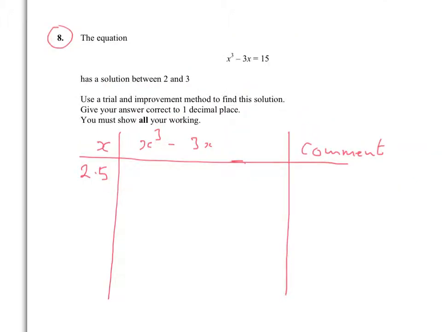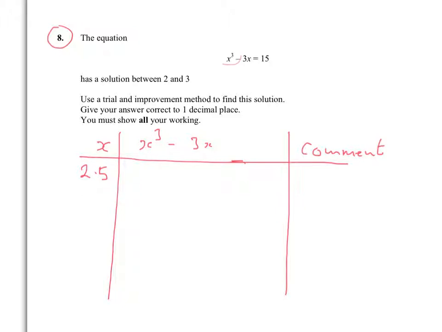Now, number 8 here. This is a trial and improvement question. And I've already drawn on here the table that we need. So whenever you see a trial and improvement question, draw this table down and you're most of the way to getting your first mark already. Now the way that it works is this. We've got to try different values of x, and it's just finding a number by guessing is all that it means with trial and improvement.